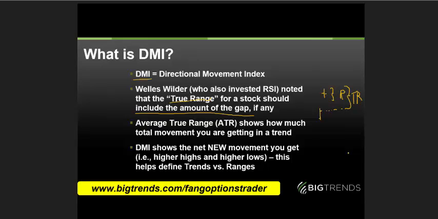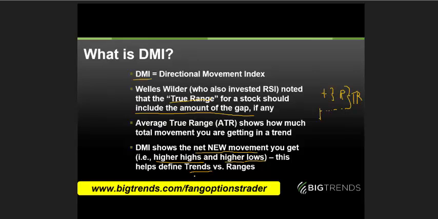So that becomes important because now you're factoring in the gap, in this case positively, as more positive directional movement. By directional movement, Wilder's looking at the net new movement you're getting, in terms of higher highs for positive directional movement and lower lows for negative directional movement. But if you're making higher lows, of course, that would be less and less negative directional movement. That's the kind of pattern that will set up more of a trend when you get higher and higher highs, higher and higher lows.